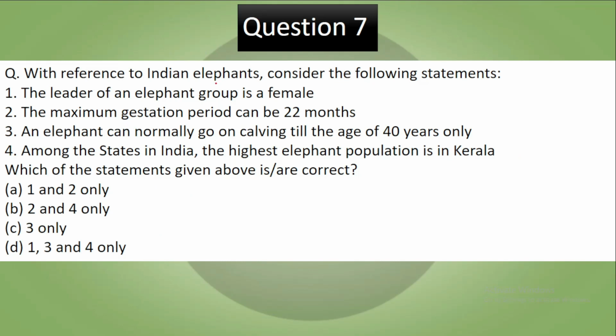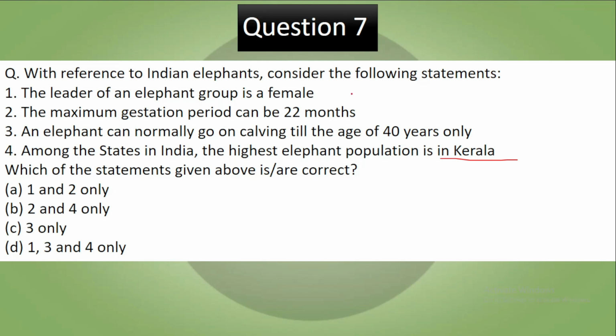Question 7. With reference to the Indian elephants, consider the following statements. The leader of the elephant group is a female. The maximum gestation period can be 22 months. An elephant can normally go on calving till the age of 40 years only. Among the states in India, the highest elephant population is in Kerala. Which of the statements given are correct? Pause the video, try to answer. Now let's see the answer.